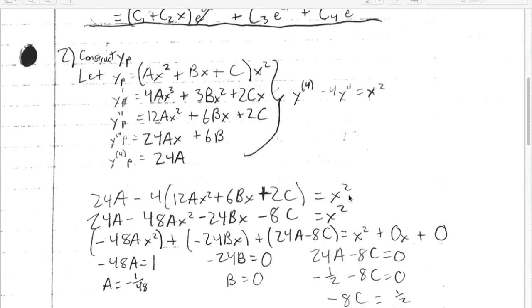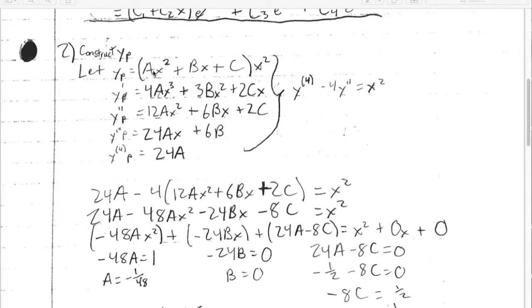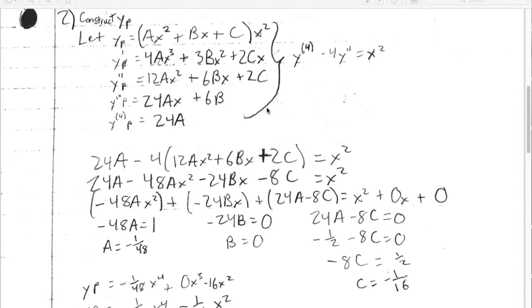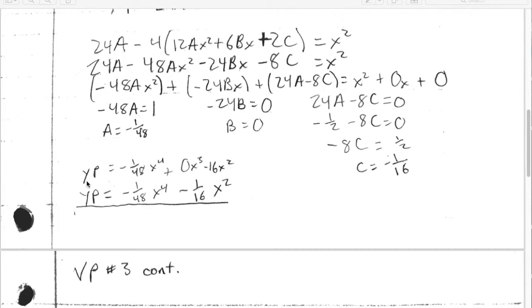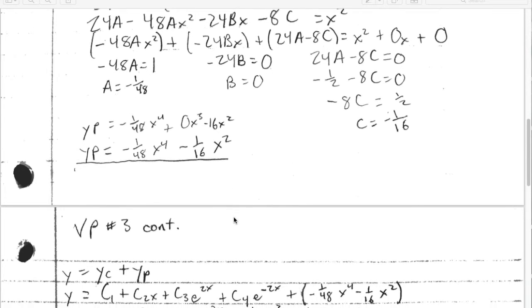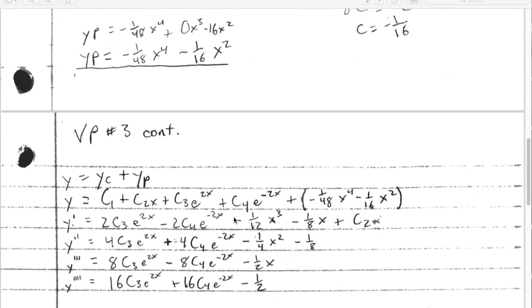So plugging in those a, b, and c values into the original ax squared plus bx plus c, all in parentheses, times x squared, we find out that the particular solution is equal to negative 1 over 48 times x to the fourth plus 0 x to the third minus 1/16 x squared, which is the same as negative 1 over 48 times x to the fourth minus 1/16 times x squared.